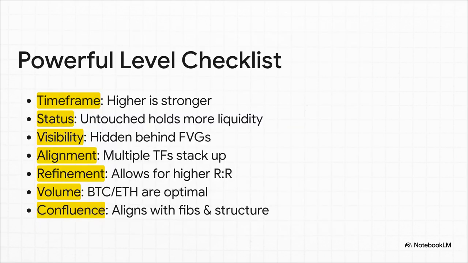So, every time you spot a level, you need to run it through this mental checklist. Is it on a high time frame? Check. Is it untouched, meaning it's got all that fresh liquidity? Check. Is it hidden behind one or more of those FVGs? Are multiple time frames all pointing to the same area? Can we refine it for a better entry? Are we trading a high-volume asset like Bitcoin or ETH? And finally, does it line up with other tools like fibs or market structure? The more yeses you can tick off, the stronger your level.